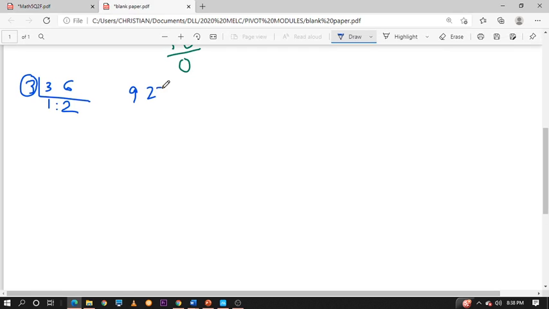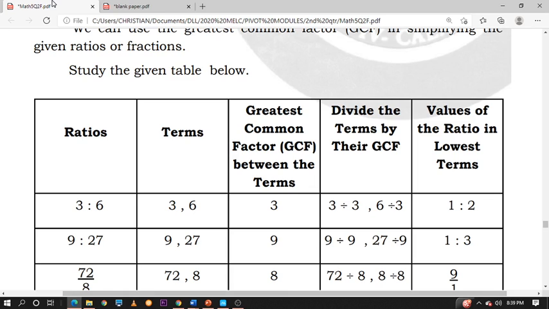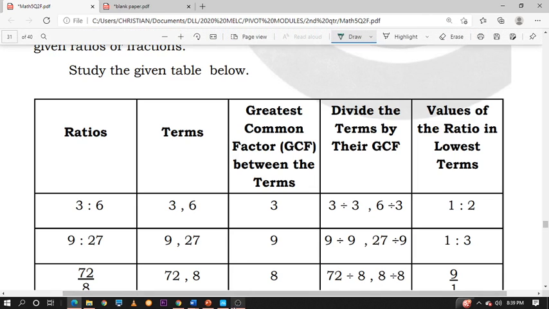So, we will find the GCF. So, pwede natin siya i-divide sa 3. 9 divided by 3 is 3. 27 divided by 3 is 9. So, yung 3 and 9, pwede pa natin siyang i-divide sa 3 again. So, 3 divided by 3 is 1. 9 divided by 3 is 3. So, ang ating GCF is 9. And, ang simplest form ng 9 is to 27 is 1 is to 3. So, yun po yung lowest term ng ating ratio.